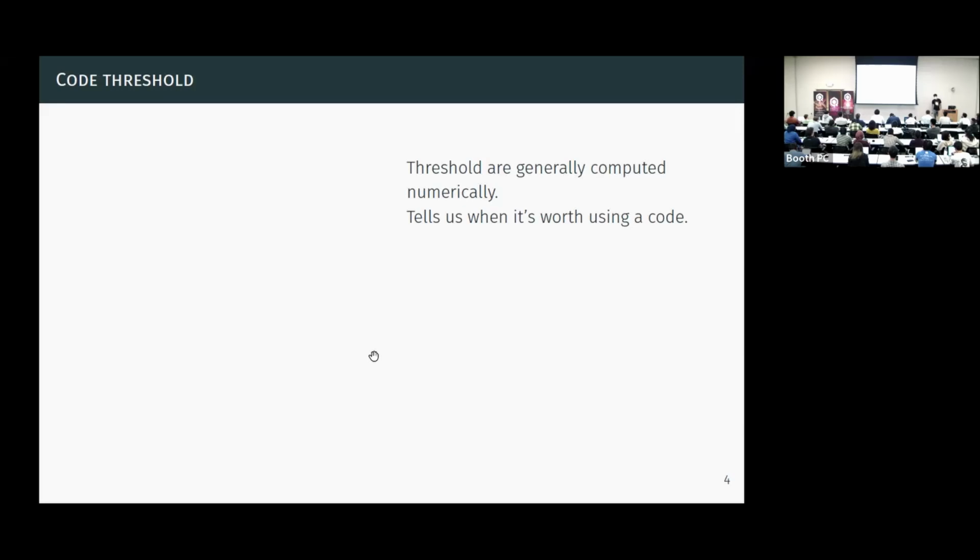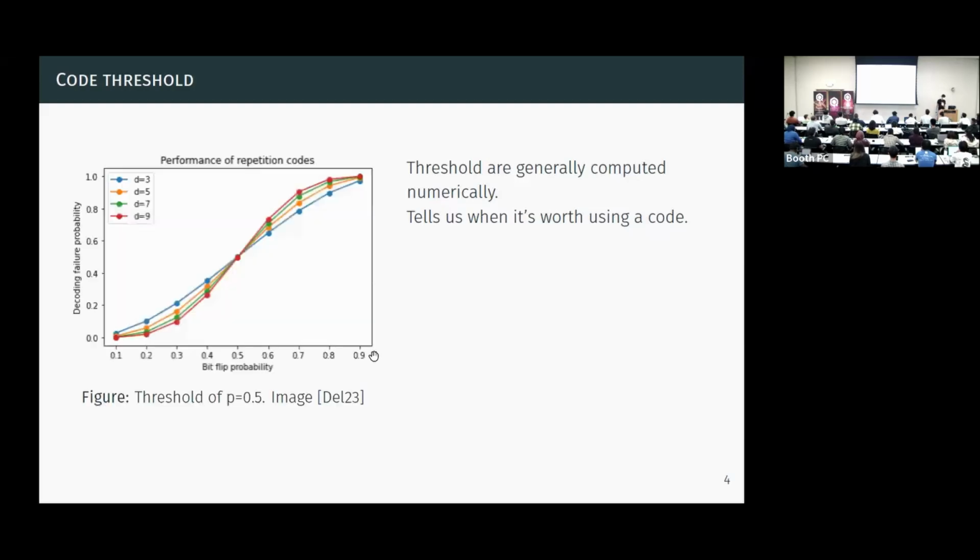So now you might wonder, can I scale this up, and what will happen when I scale this up? And usually we look at this by considering code thresholds, and they are commonly computed numerically, and they will tell us when it's worth it to use a code. So for example, for the repetition code, I took this picture from Delfosse's tutorial. I mean, it's easy to generate, but it's easier to take from somebody else's talk. So this is a linear plot. I mean, usually you would see it in a log-log plot.